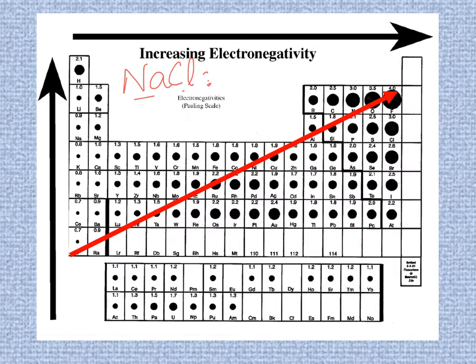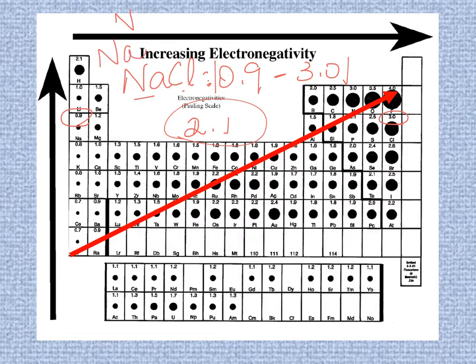Alrighty, so sodium has an electronegativity of 0.9, and chlorine has an electronegativity, as we just saw, of 3. So the absolute value of this difference in electronegativities is 2.1. So that makes sodium chloride ionic, and so how do we designate that? Well, we have to show full charge for ionics, right? So sodium with a full positive charge, chlorine with a full negative charge.